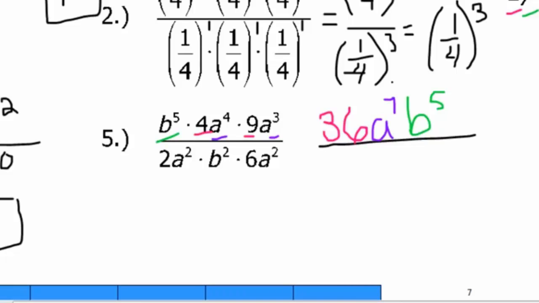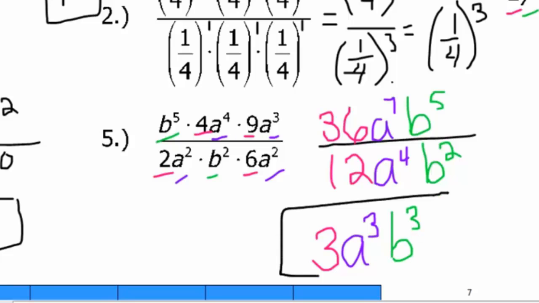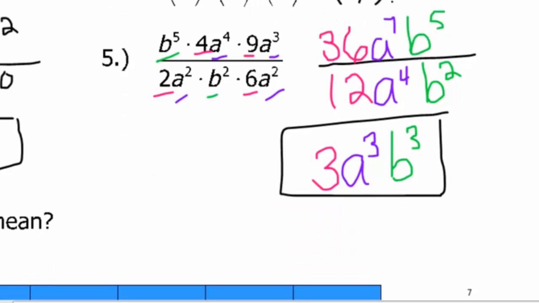Then in the denominator, I'm going to multiply my coefficients, so I end up getting 12. Then I'm going to multiply my a's together, so I get a to the 4th power because 2 plus 2 is 4. And then I'm going to just write this b squared down right here. Now I can go ahead and do my division. 36 divided by 12 gives you 3. A to the 7th divided by a to the 4th gives you a to the 3rd. And then b to the 5th divided by b to the 2nd gives you b to the 3rd. And then that's your final answer. It's just a coincidence that they all have 3's in them.